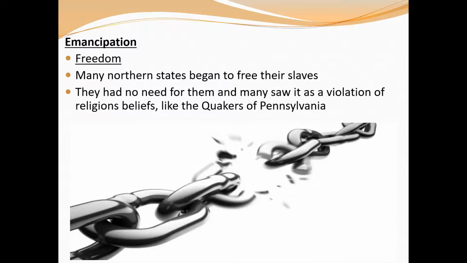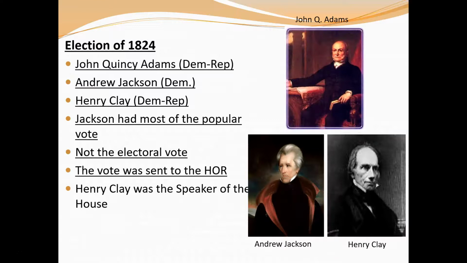In regards to emancipation, there is a huge push in the North that is beginning by the Quakers of Pennsylvania, who were against slavery from the start, that they need to promote freedom, that this is not right. Many northern states are going to begin freeing their slaves, and especially with the Missouri Compromise, many of these northern states are going to take a hard stance of no slavery. They just had no need for them, mainly with the result of industrialization, and many saw it as a violation of religious beliefs.